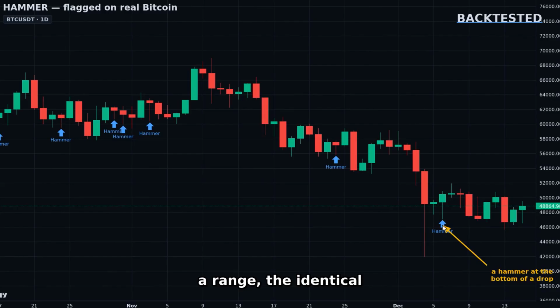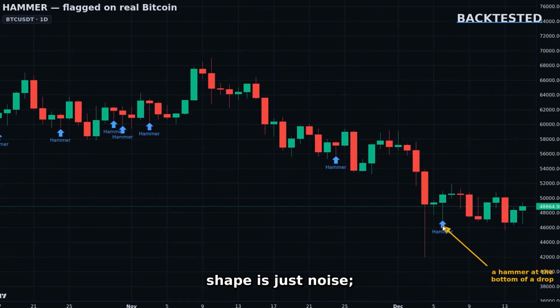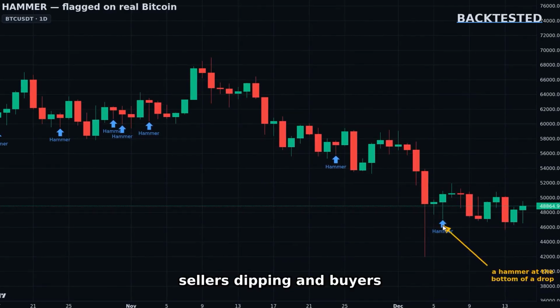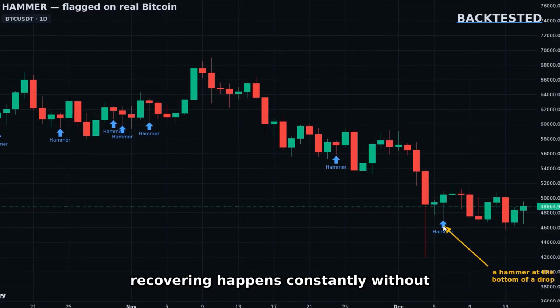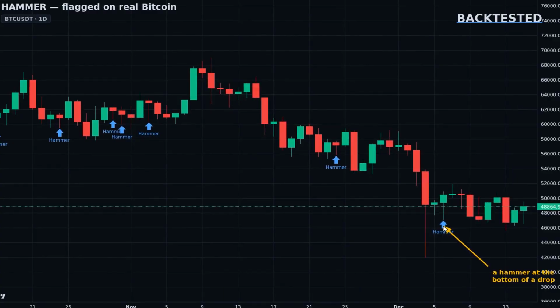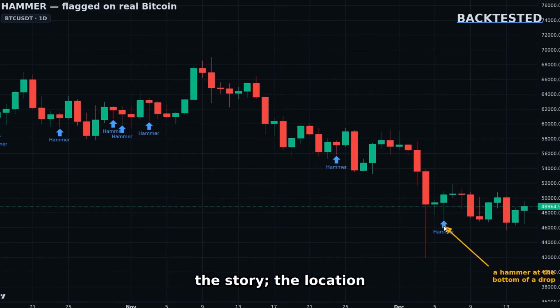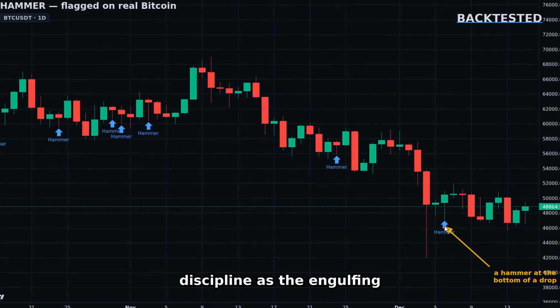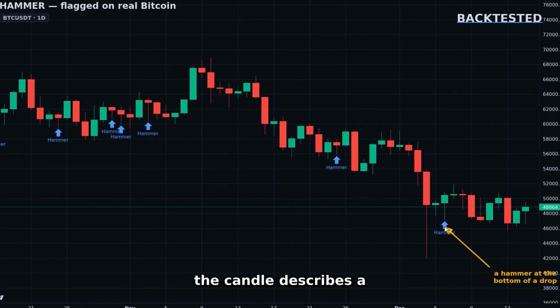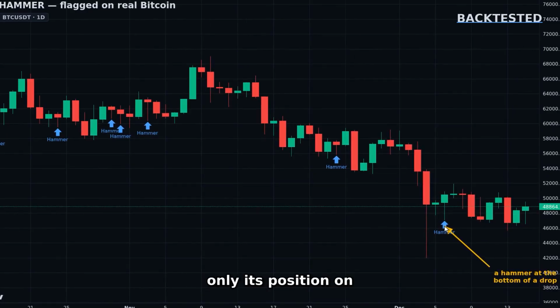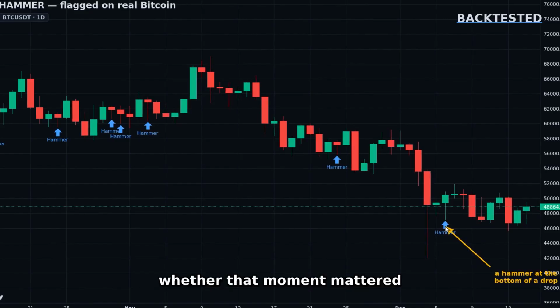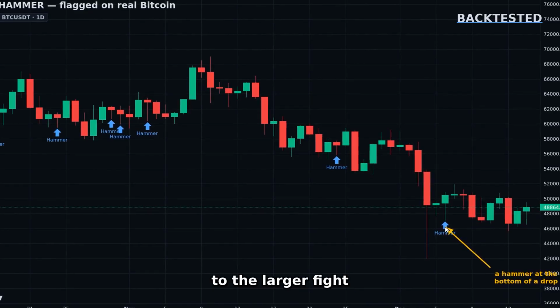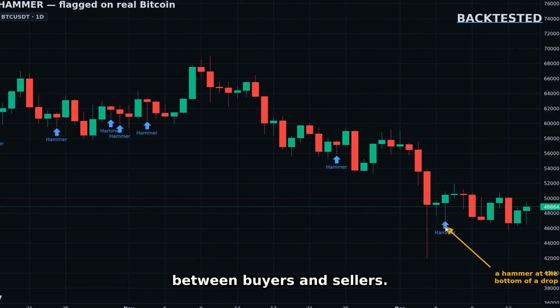In the middle of a range, the identical shape is just noise. Sellers dipping and buyers recovering happens constantly without meaning anything. The shape gives you the story. The location tells you whether it is worth anything. It is the same discipline as the engulfing. The candle describes a moment, but only its position on the chart tells you whether that moment mattered to the larger fight between buyers and sellers.